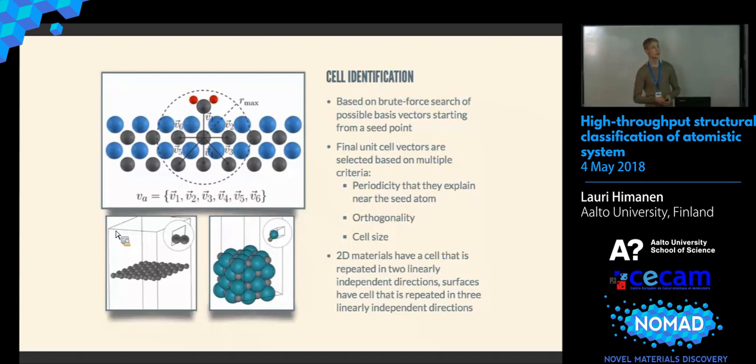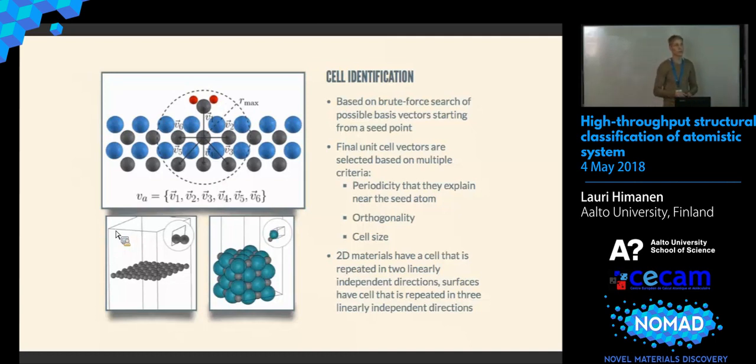And next we go on to cell identification. So the problem now is we've detected, this is a surface, for example. We want to detect the underlying unit cell. So what we go on with is a quite simple brute force search for these possible basis vectors. We select a seed atom somewhere near the center of mass of the structure to start our search with. We define a radius around this atom and select neighboring atoms which have the same element, and define a set of vectors that build our initial guess for the basis vectors for the unit cell.